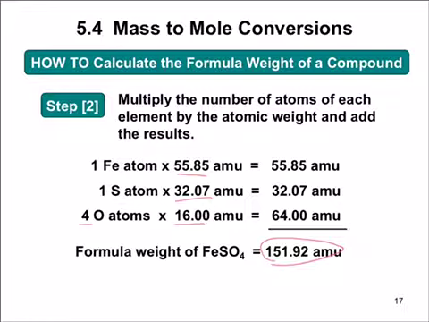Okay? These atomic mass units are for really tiny things. They're for the single pieces of these compounds. Just 1 iron, 1 sulfur, 4 oxygens. That's the smallest indivisible pieces.